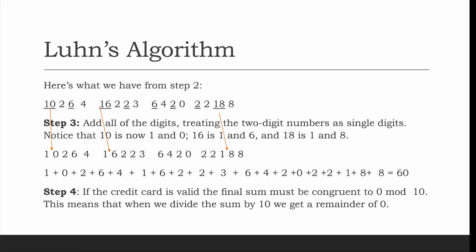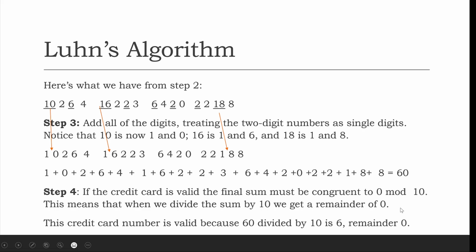Now, in order for the credit card number to be valid, the sum must be congruent to 0 mod 10, which means when I divide that sum by 10, I have to get a remainder of 0. And I do. When I divide 60 by 10, I get 6 remainder 0. So this credit card is valid.